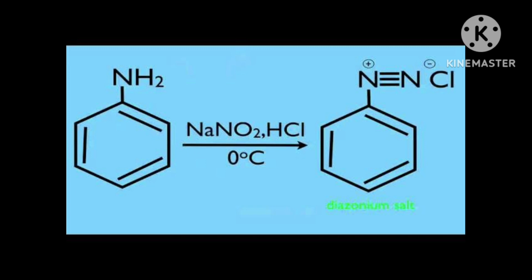Here in Gattermann reaction, the main condition is that you are using copper metal, not cuprous chloride, copper metal in presence of HCl or copper metal in presence of HBr as per your requirement. If you want to introduce Cl, then use HCl. If you want to introduce bromine, then you can use HBr, but copper is common.